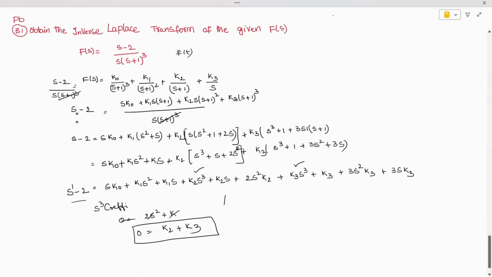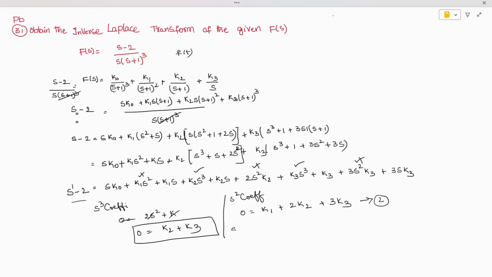This is one term. Next one is s square coefficient. This is one term, this is another term, this is another term. Only s squares. Therefore, you are going to get s square 0 as the s square coefficient in left hand side. In the right hand side, you are going to have k1, and here you are going to have 2 into k2, and here you are going to have 3 into k3. Okay, so this will be the second equation.